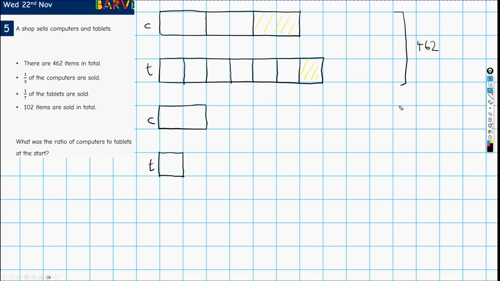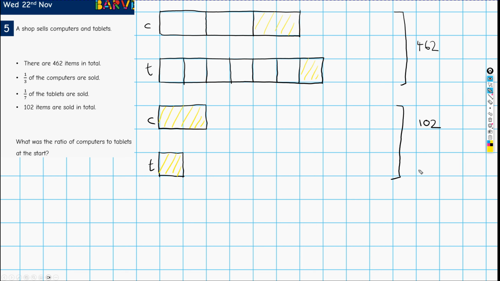And what do we know? We know that that represented 102. Okay. Right. Now, in fact, you know what? I might just shade that in yellow to show that those are the ones that I'm talking about. There we go. So those are the same ones there.